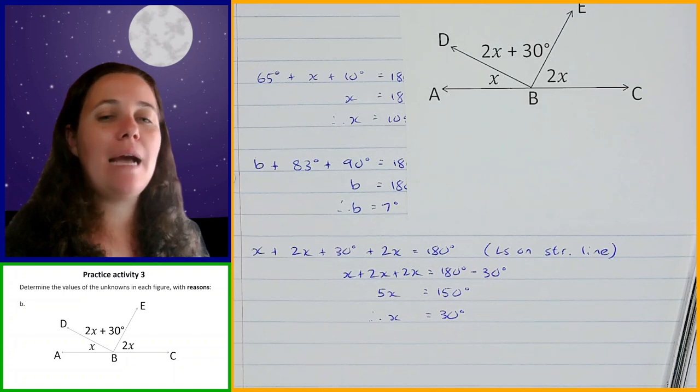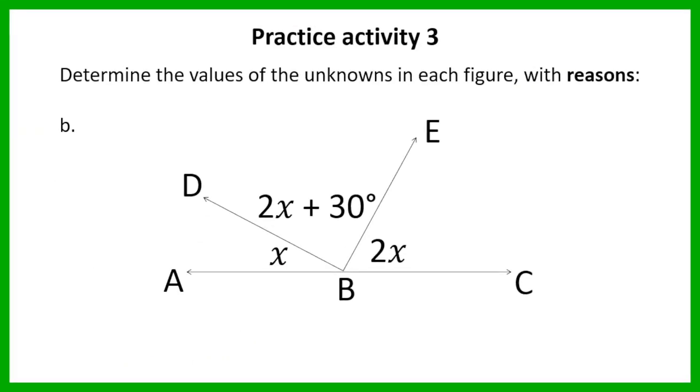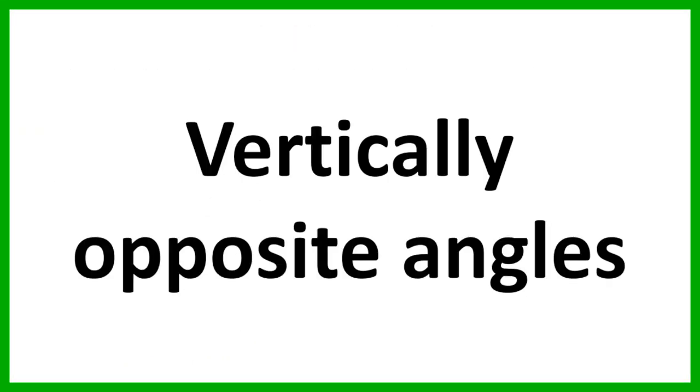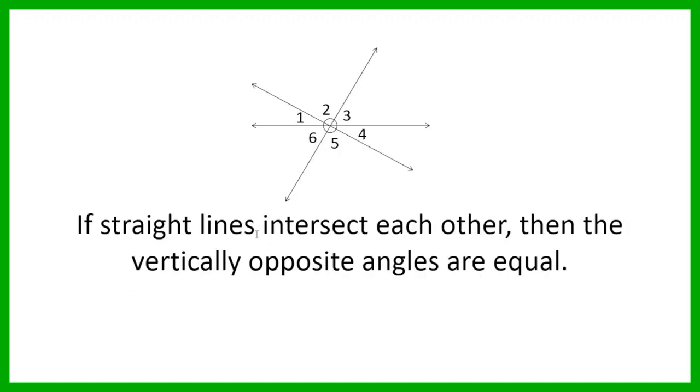Now let's have a look at vertically opposite angles. We get vertically opposite angles when we have straight lines that cross over each other. So here's an example over here, where we've got straight lines that are intersecting with each other, they're crossing over each other, and we have got vertically opposite angles.